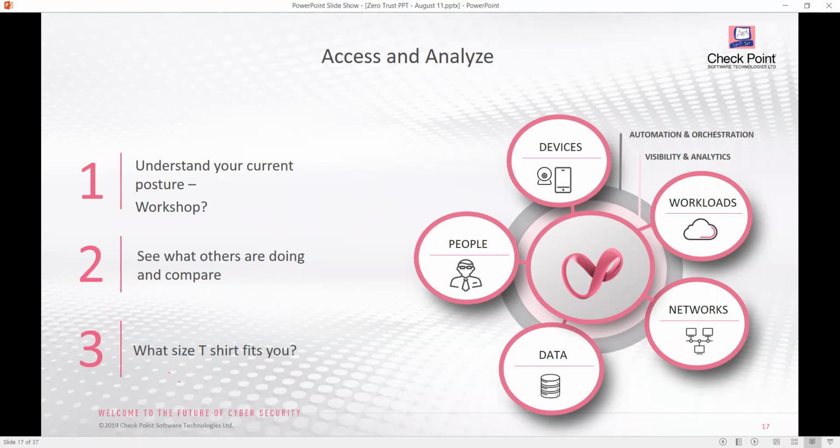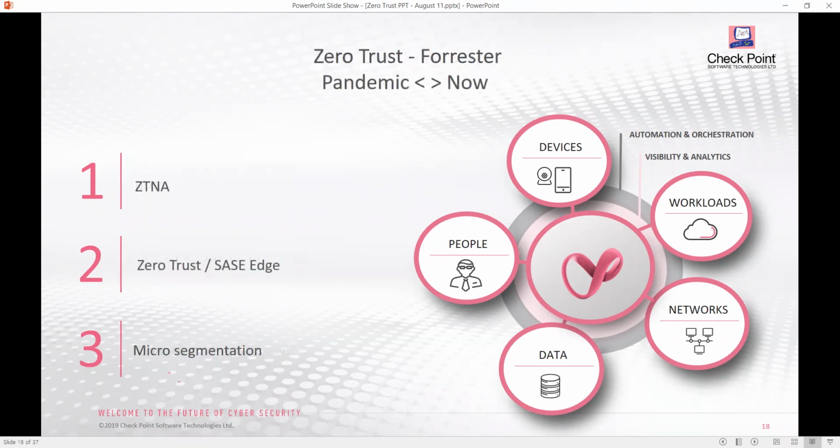And our reports are done in such a way that helps the customer understand where they are at a maturity level. In other words, you could have a perfect product in place that's misconfigured. So aligning a security infrastructure with a zero trust approach is important, right? Number two, after you understand your posture, see what others are doing, right? And then number three, what t-shirt size fits you? And this is kind of funny because it moves into the alignment that I talked about before.